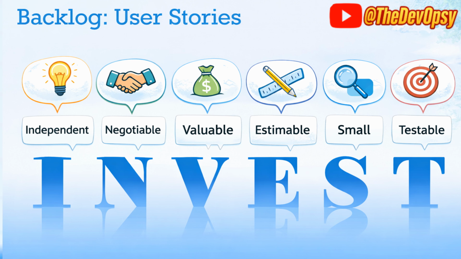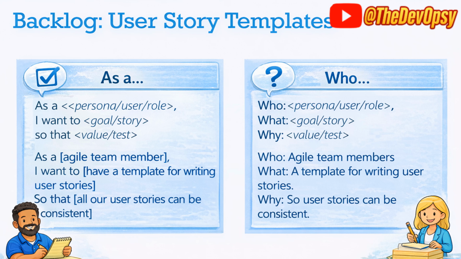But I have a better way of doing it. These are the story templates, ideally how you should write a story, right? It is more about who, what, and why. As a person, if you see on the left hand side, I want to achieve something so that I get a value out of it. That's how it is. Who, what, why.